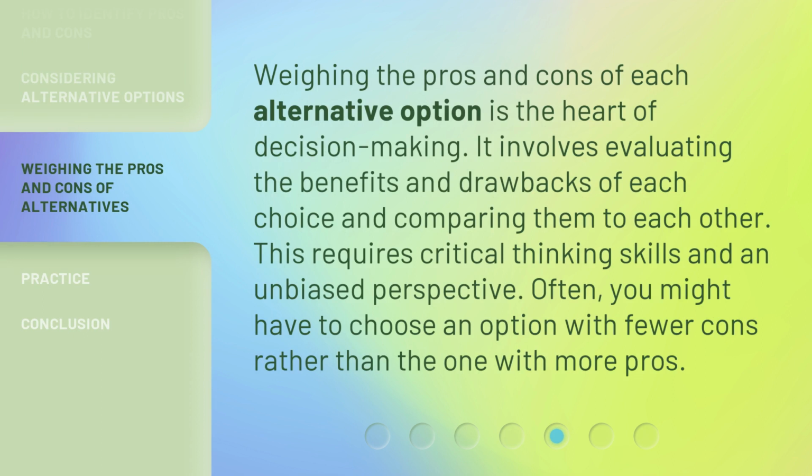Weighing the pros and cons of each alternative option is the heart of decision-making. It involves evaluating the benefits and drawbacks of each choice and comparing them to each other. This requires critical thinking skills and an unbiased perspective. Often, you might have to choose an option with fewer cons rather than the one with more pros.